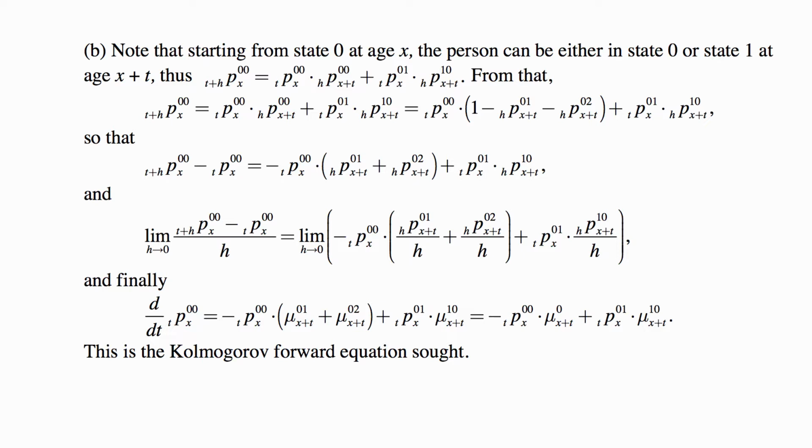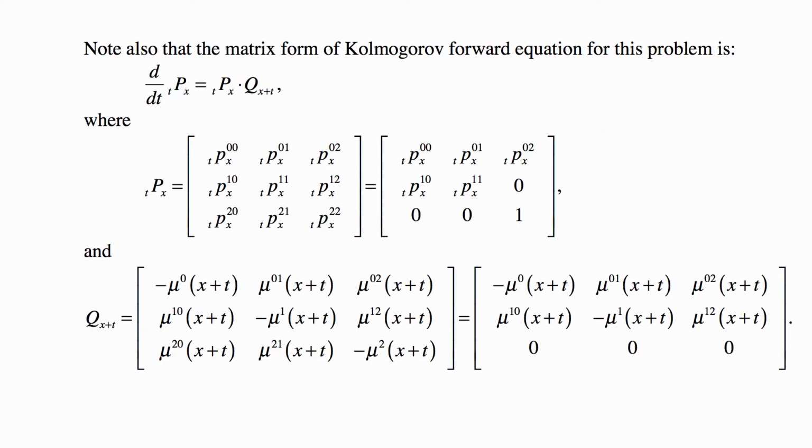So we end up with the equation, the derivative of tpx00 with respect to t is equal to minus tpx00 times mu x plus t upper 0 plus tpx01 times mu x plus t 10. And this is actually the Kolmogorov forward equation we're supposed to derive. So this is a complete answer for the question asked on the test.